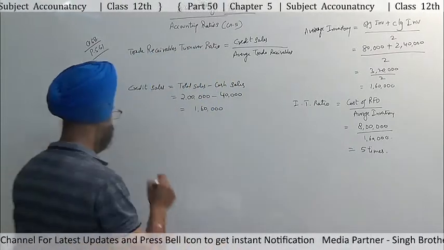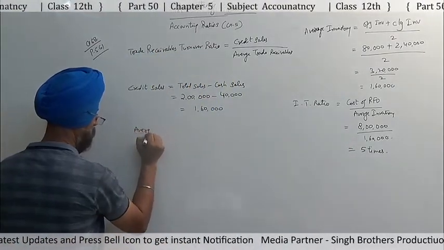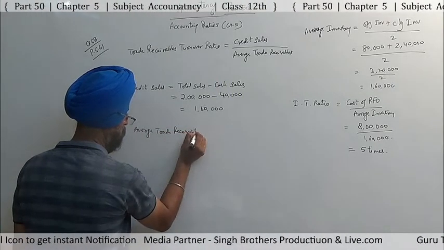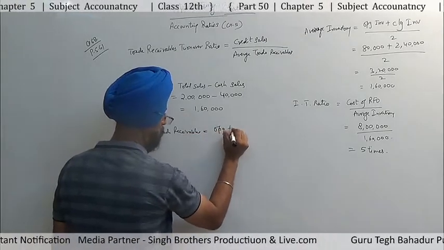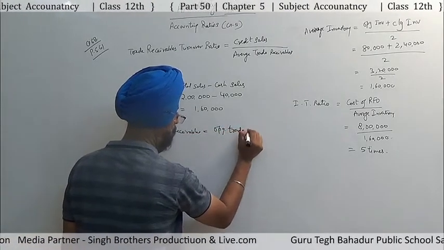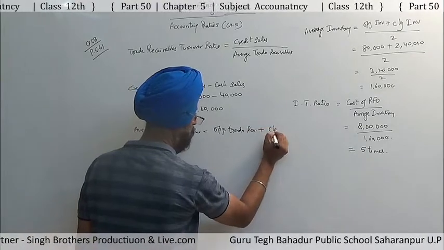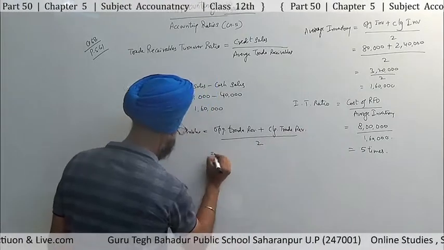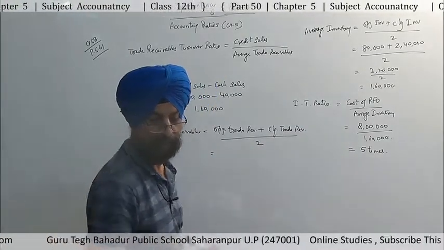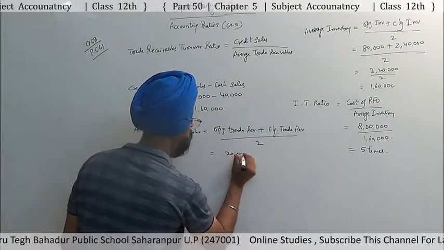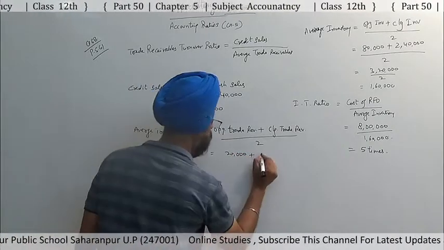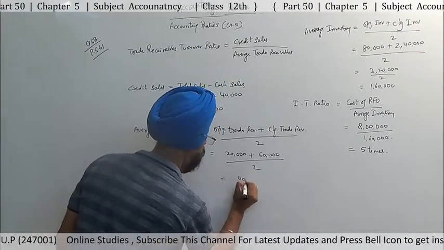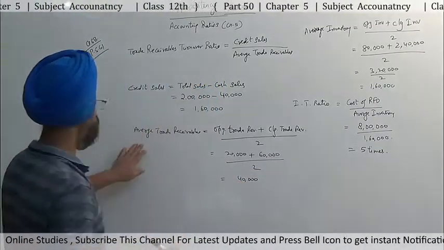Now about the average trade receivables, opening trade receivables and closing trade receivables are given in the question. So find average trade receivables equals to opening trade receivables plus closing trade receivables upon 2. This is 20,000 opening trade receivables and 60,000 it is given in question closing trade receivables. So we get 40,000 as average trade receivables.